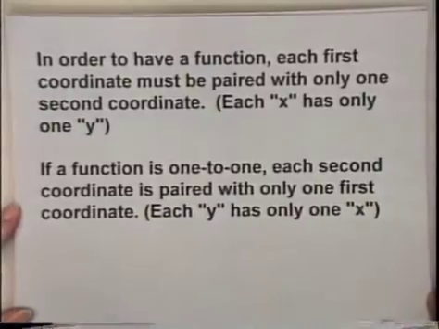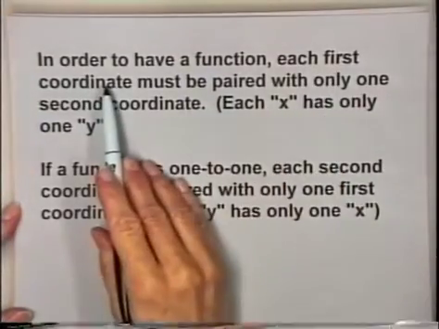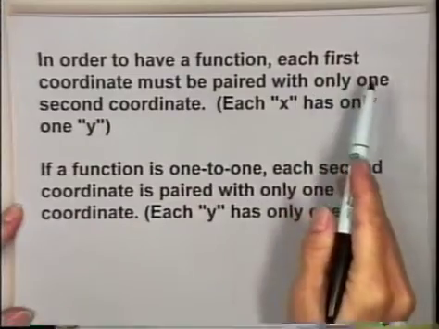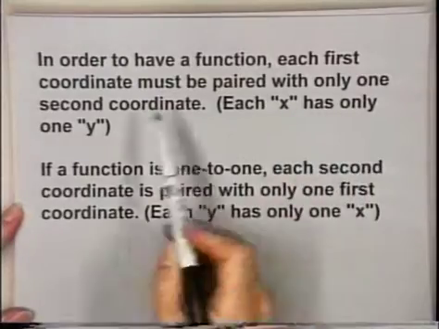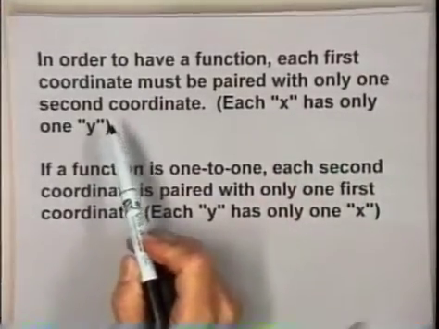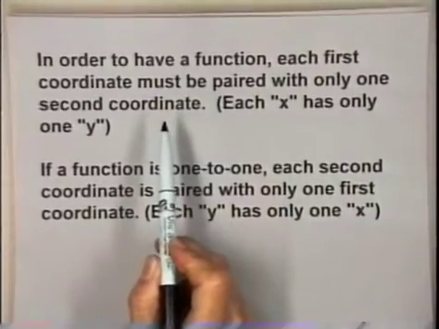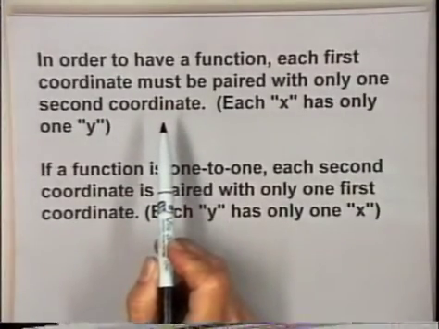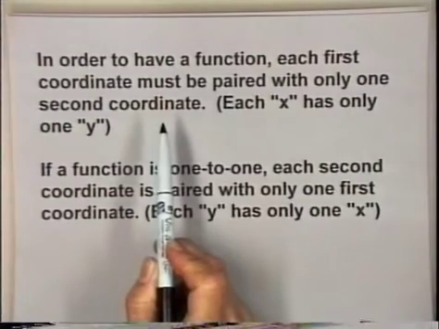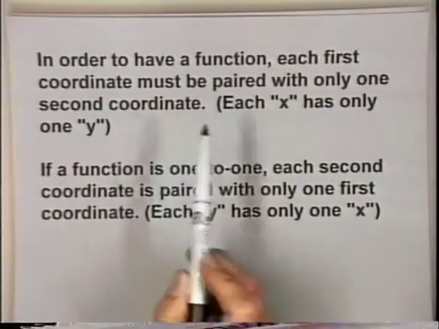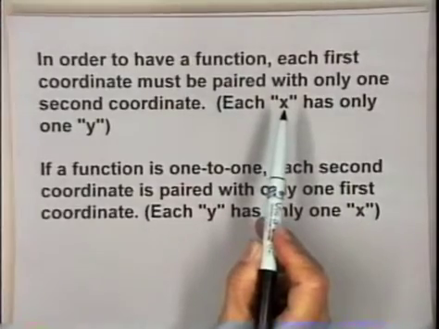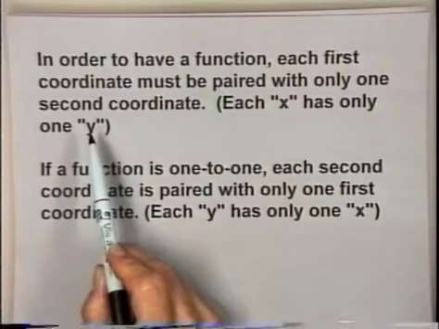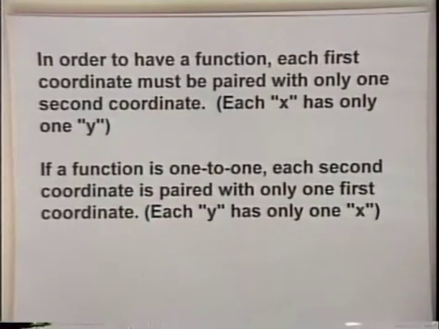In order to have a function, each first coordinate must be paired with only one second coordinate. Sometimes we say each x has only one y. Remember that we had the vertical line test to determine if we had a function or not. The reason that vertical line test works is because when we draw a vertical line on a graph, we have picked an x value. If that vertical line crosses our graph only one time, then that particular x value had only one y value, and thus we satisfied the definition of a function.